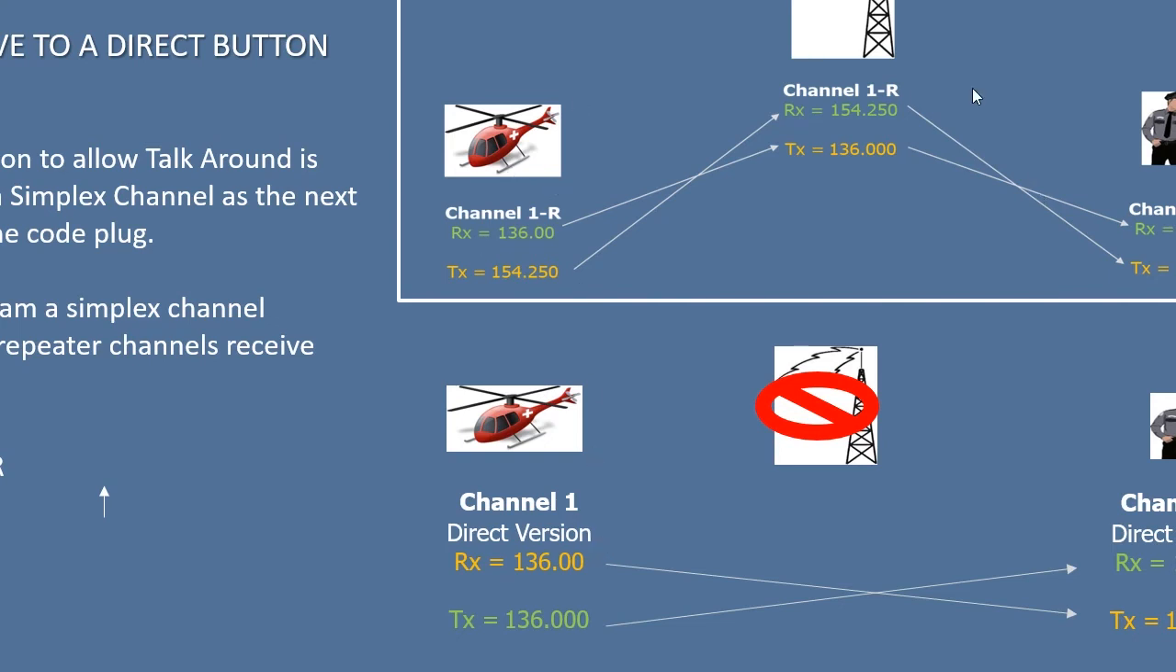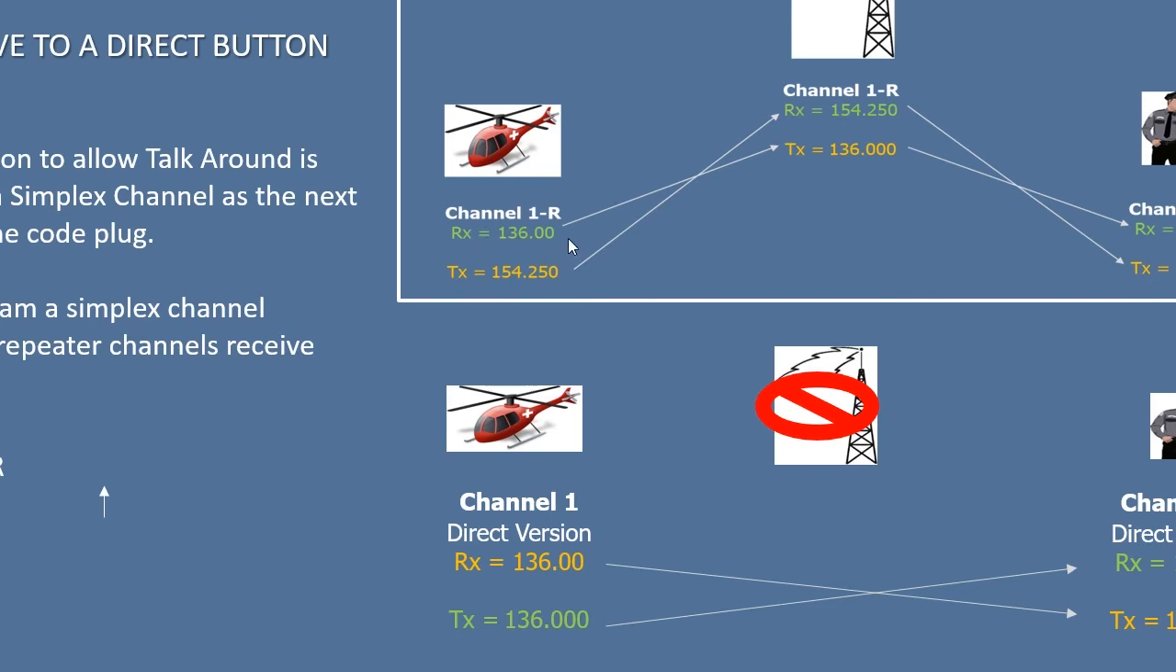So when we have our repeater channel, I'm going to call that channel 1-R for repeater. Right below it, I'm going to put the simplex version of that channel. We have 3,000 channels in the radio, so we have plenty of space generally to do this. The simplex version of the channel is quite simply a simplex channel based on the receive frequency of the repeater channel. So what we're looking at is channel 1, its receive frequency is 13600.